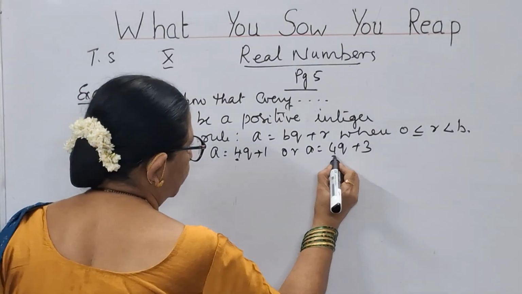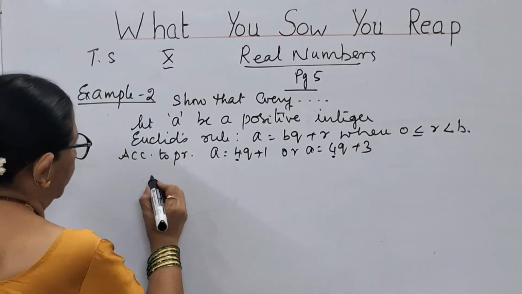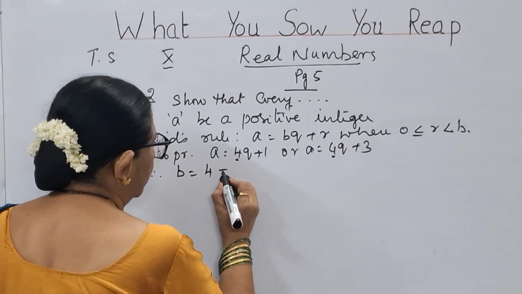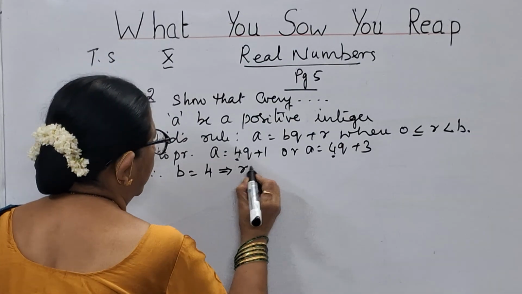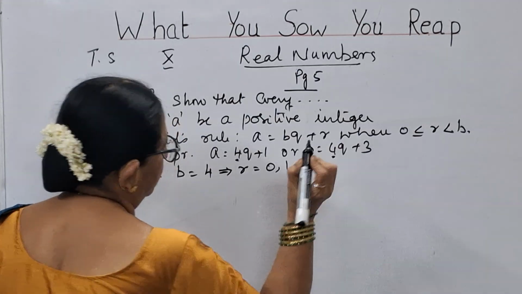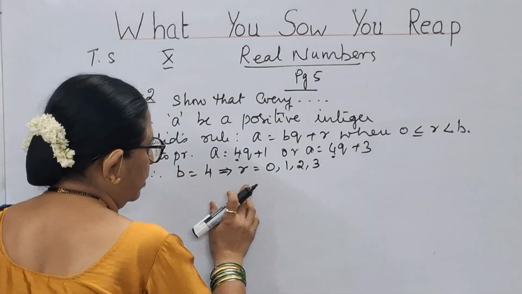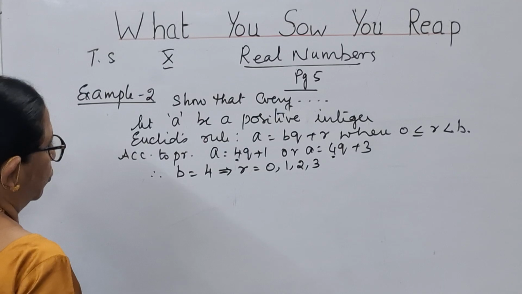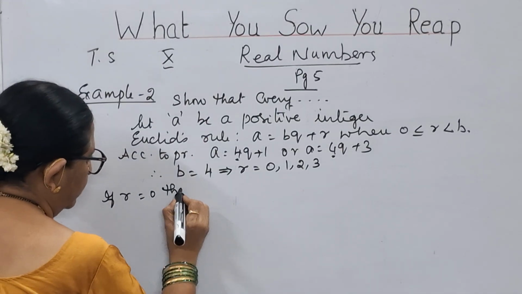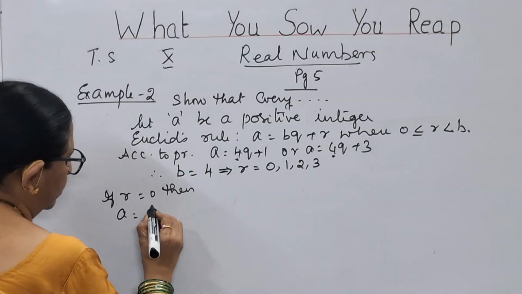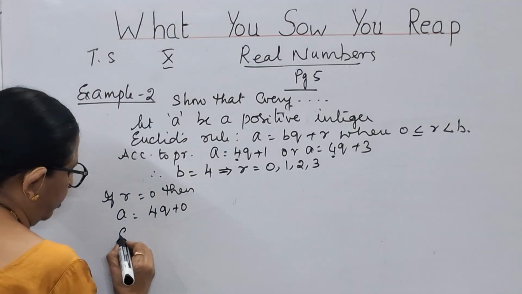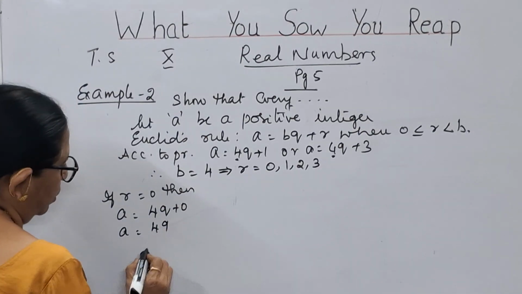Now, in the place of b, you have got 4. So we will be considering b as 4. If b is 4, what does this imply? r is equal to 0, 1, 2, 3. We cannot go further because it should be less than 4, less than b. So, let us consider. If r is equal to 0, then a is equal to 4q plus 0.